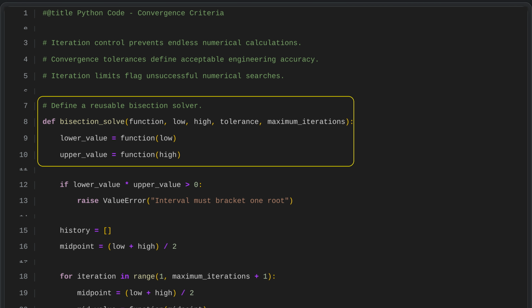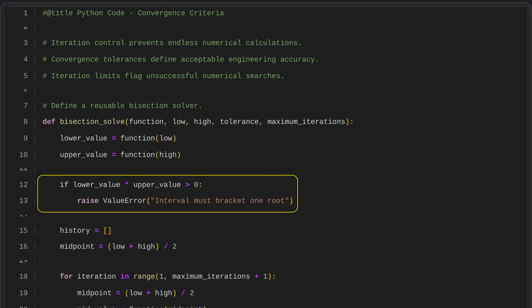It first evaluates the function at both bounds to check whether the interval brackets a root, which is required for the method to work. The code verifies that the chosen interval is valid for the bisection method. If the function values at the two bounds have the same sign, the interval does not bracket a root, so the code raises a value error. This prevents the method from starting unless a root is guaranteed to lie within the interval.